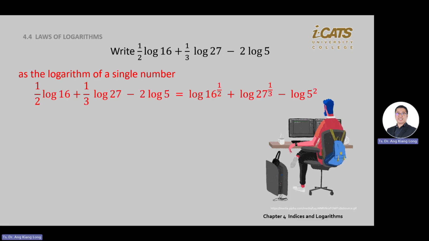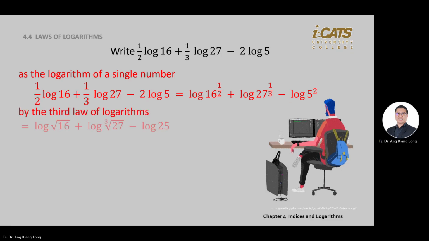So this one, the first step, every time you see log, your next step is to move the front number to the power location, which is the third law of the log, the law of logarithm. So here you move to the power: 16 power 1 over 2, 27 power 1 over 3, and 5 power 2. Then you can further process it. 16 square root is 4, 27 cube root is 3.